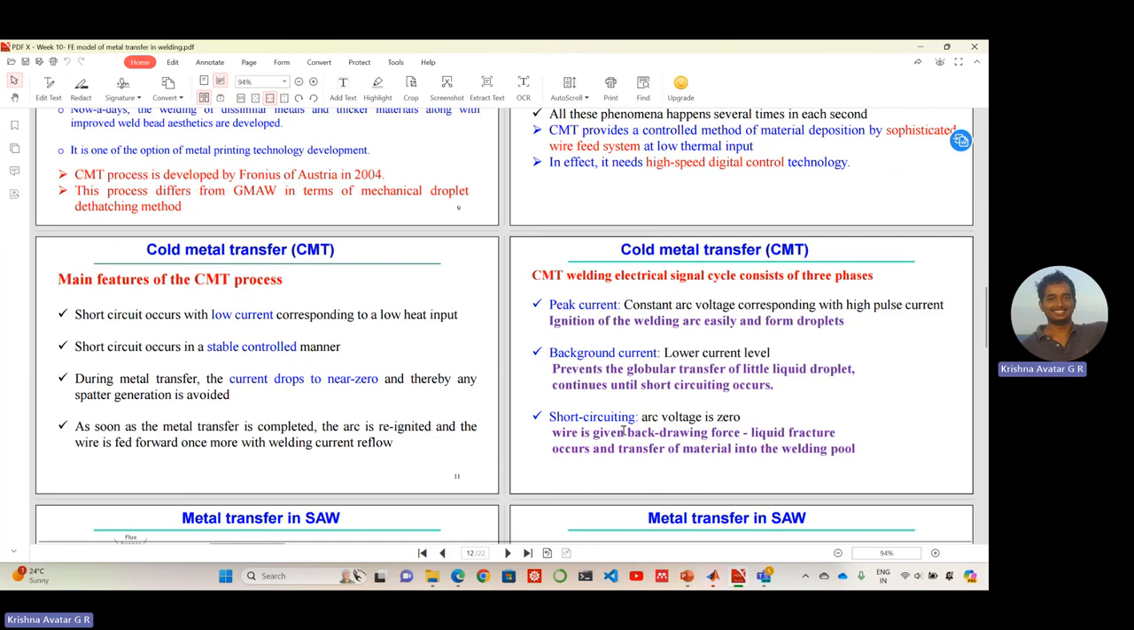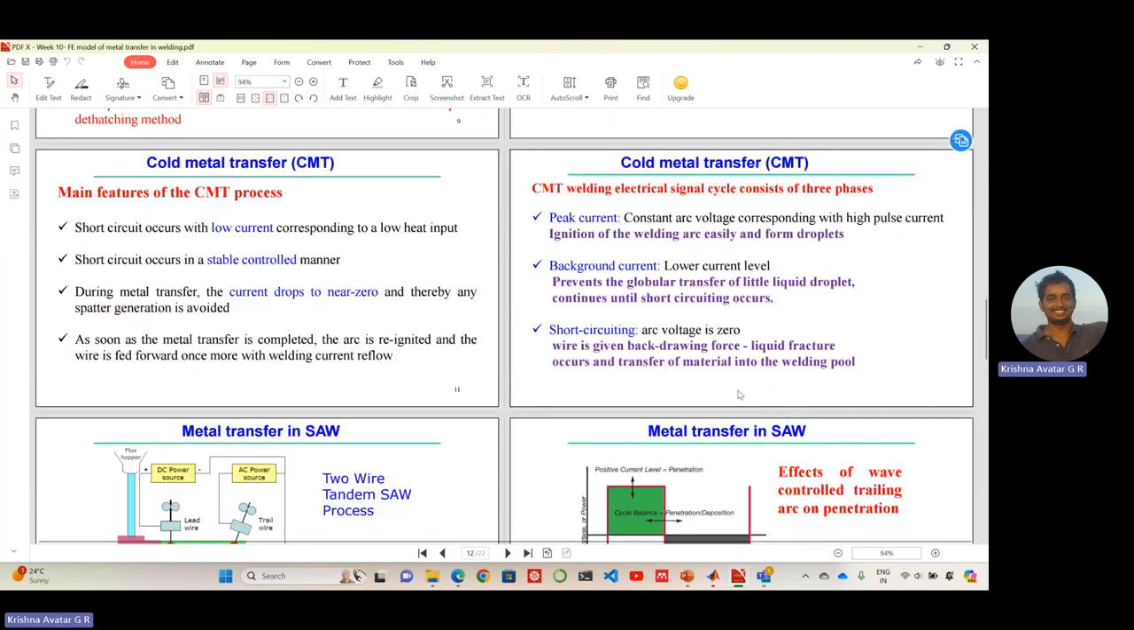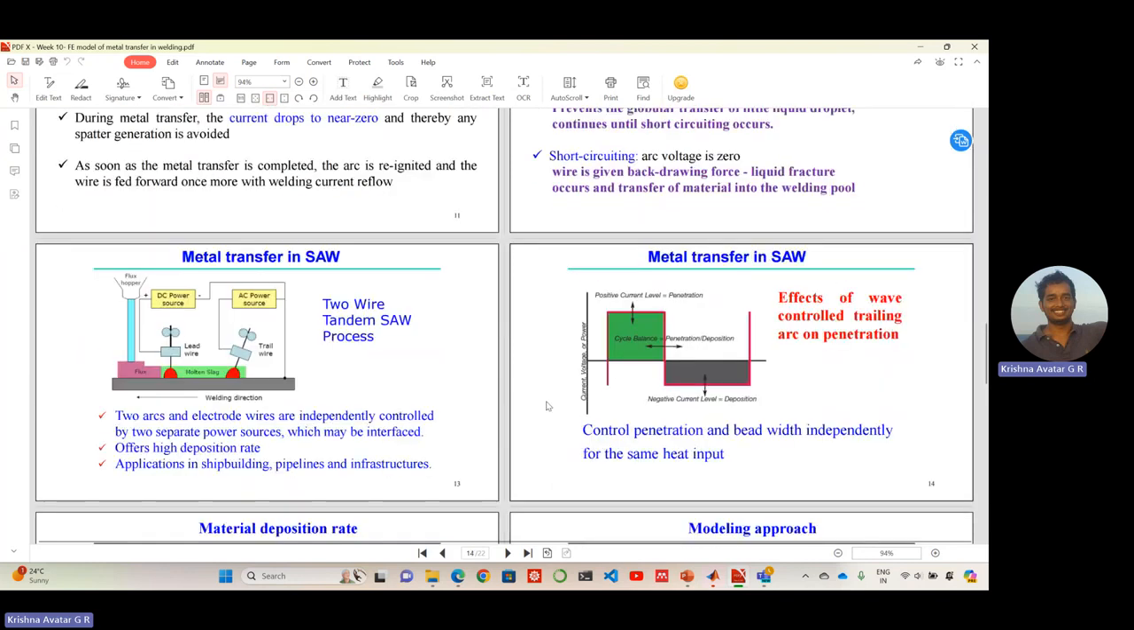So it's in the short circuiting phase, just after that, that the separation of the metal droplet from the filler occurs, and the droplet drops off and falls into the welding pool. So schematically, now let's take a look at how metal transfer in SAW occurs.